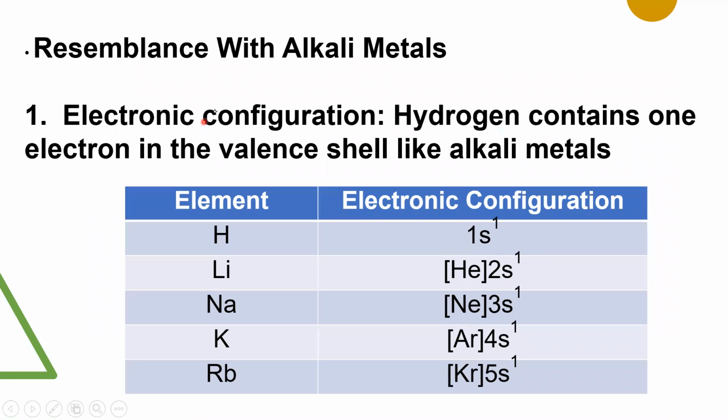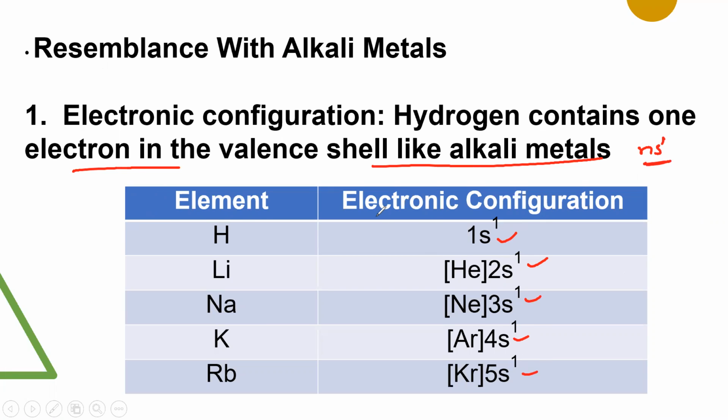Next, coming to resemblance with alkali metals, how it is resembling alkali metals. As we discussed, hydrogen has similar properties with respect to alkali metals as well as halogens. So let us see in what cases there is similarity between hydrogen and alkali metals. First, we have electronic configuration. Hydrogen contains only one electron in the valence shell, like alkali metals, because the alkali metal configuration is ns1. So here also hydrogen 1s1, lithium 2s1, 3s1, 4s1, 5s1.